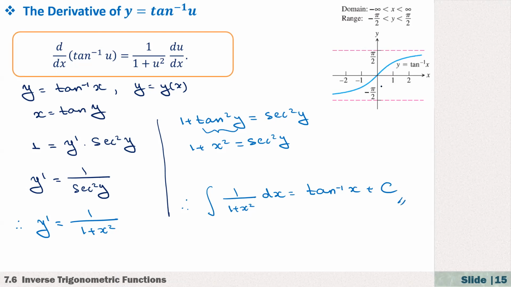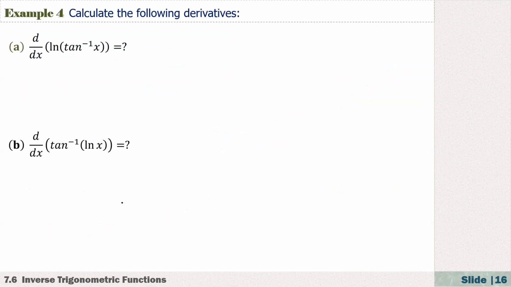Also, if you look at the graph of this inverse tangent function and draw any tangent line, the angle between the positive direction of the x-axis and the tangent is less than 90 and greater than 0, which means the slope is always positive. That's why 1 over 1 plus x squared always produces a positive value. Let's see two examples related to this.